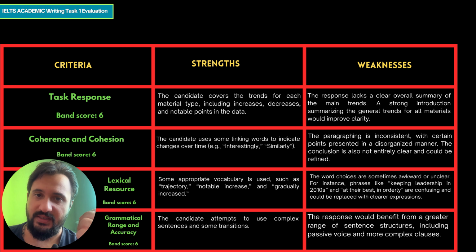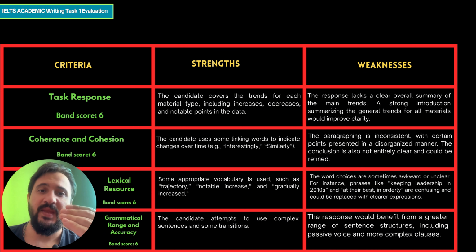Second one, coherence and cohesion. Okay, guys, the candidate uses some linking words to indicate changes over time. Interestingly, similarly, you can use all of them, but in academic writing task 1, you have to use them carefully. So the structure could be more logical.